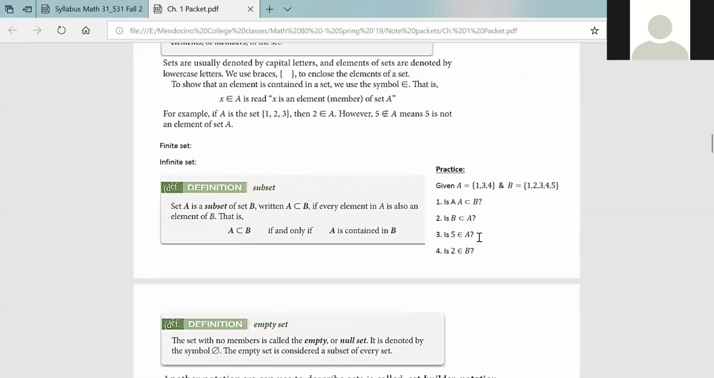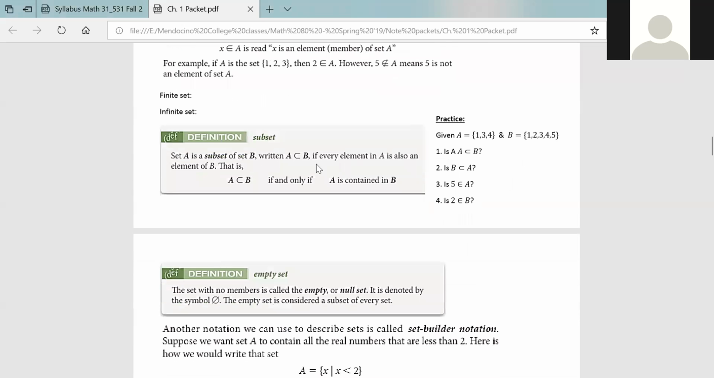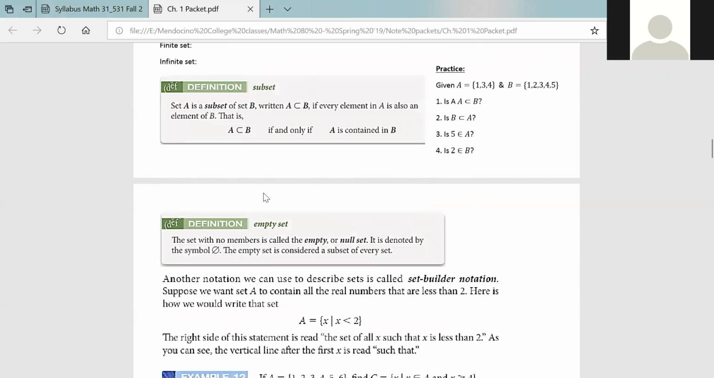Right. Okay, so is 5, and now we have a new symbol. This is the E looking one, which is the one that's read element. So is 5 an element in A? No. And is 2 an element in B? Yes. There we go. Okay, that's easy. And then when things don't have any answers, we sometimes use this symbol like that. We call it an empty or null set. There's another symbol we sometimes use as well that looks like this. It's basically a set that's empty.